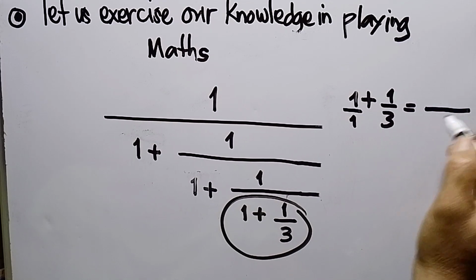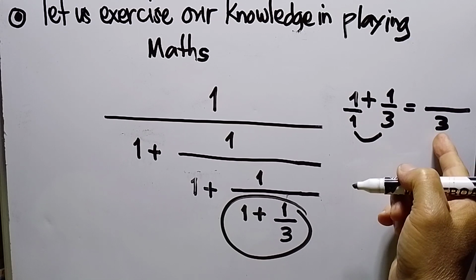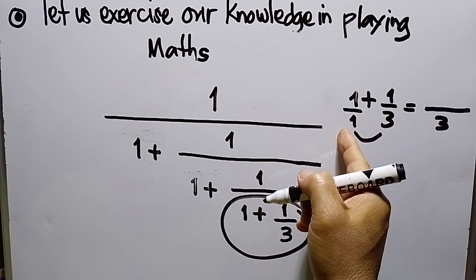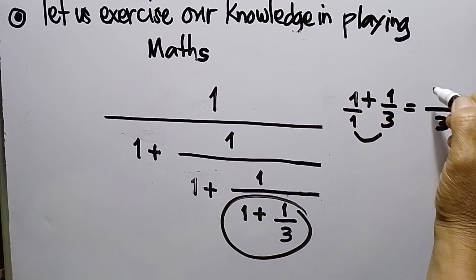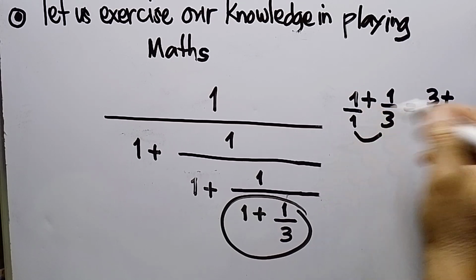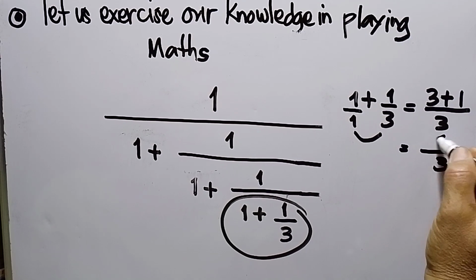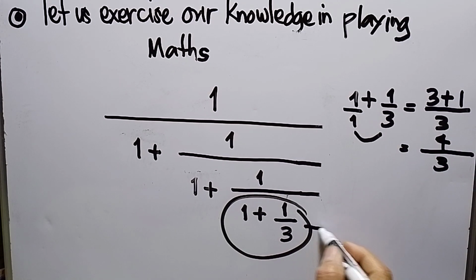And then I need to find my LCD. LCD is 3 because 1 times 3 is 3. Then 3 divided by 1 is 3 times 1. Okay, I got 3. Plus 3 divided by 3 is 1 times 1. So this will be 1. So I have 4 over 3.